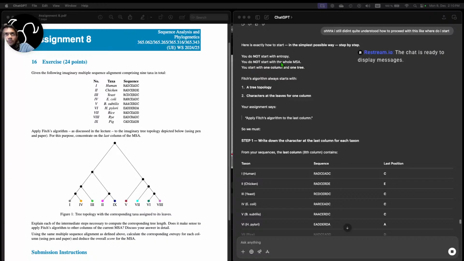You do not start with entropy. You do not start with the whole MSA. You start with one column and one tree.